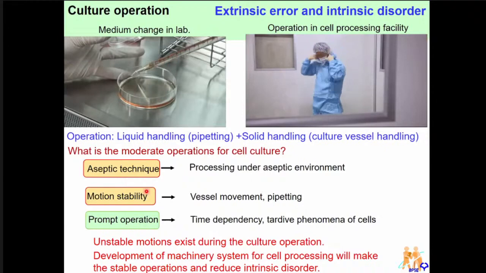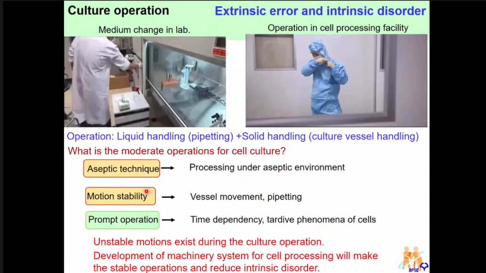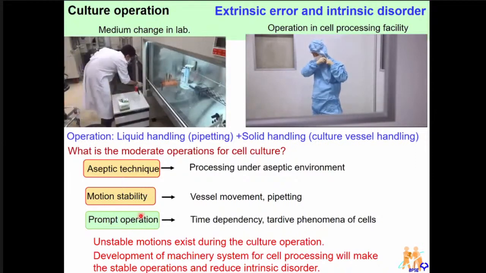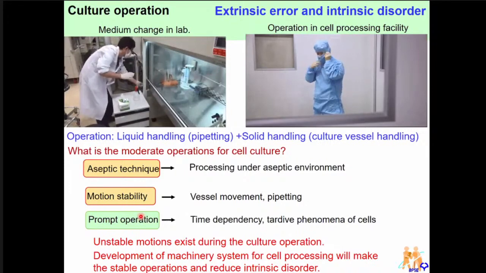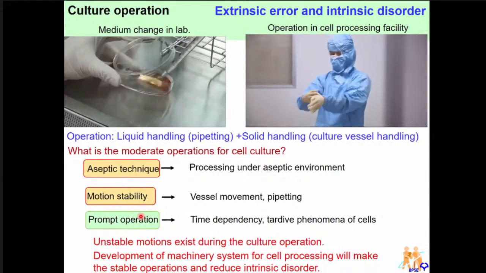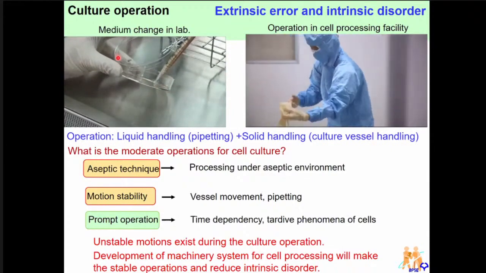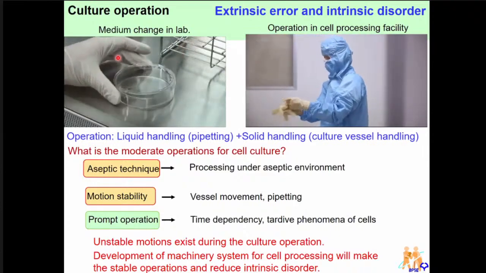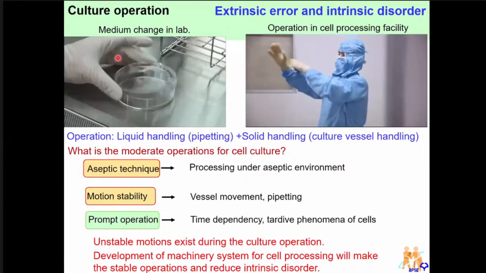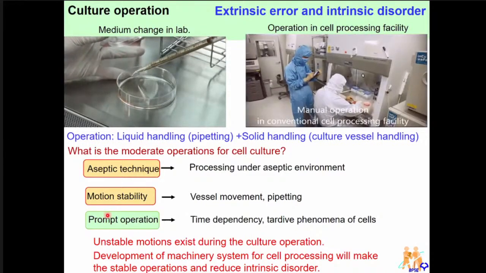And how about the motion stability? One person, another person, different, we will get a different result. But we have to be prompt. We have to do it quickly, because this culture vessel is outside of the incubator. That means a low temperature, maybe catching cold. So we have to care about the environment, and a prompt operation is required.